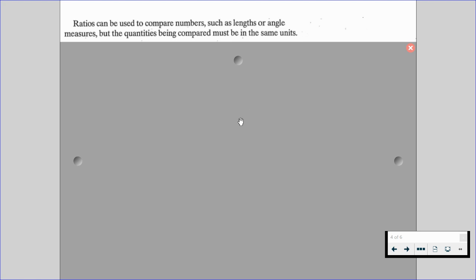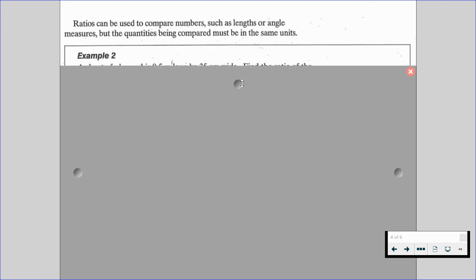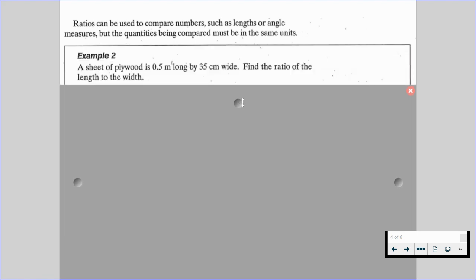Ratios can be used to compare numbers, such as lengths or angle measures, but the quantities being compared must be in the same units. So example number 2, we are given that a sheet of plywood is 0.5 meters long by 35 centimeters wide. We want to find the ratio of the length to the width. And one thing that you're going to notice is that meters is not the same unit as centimeters.